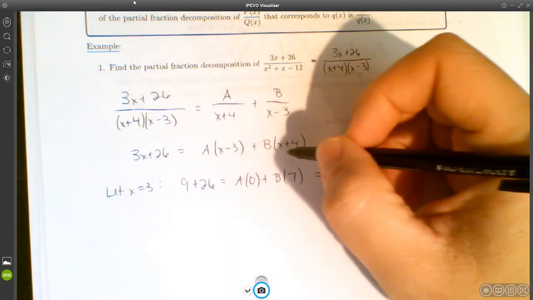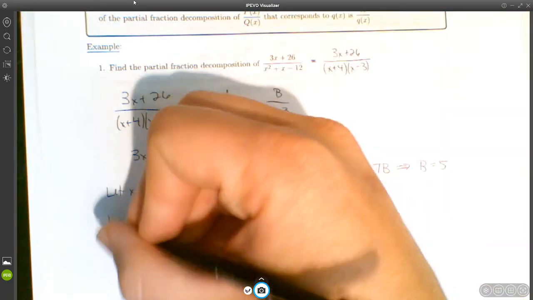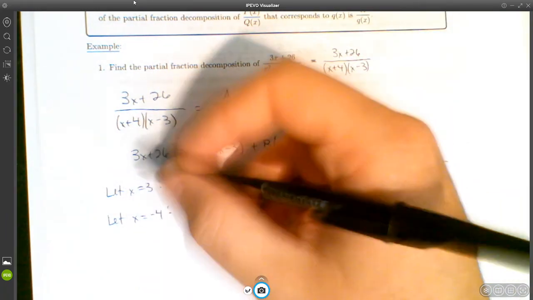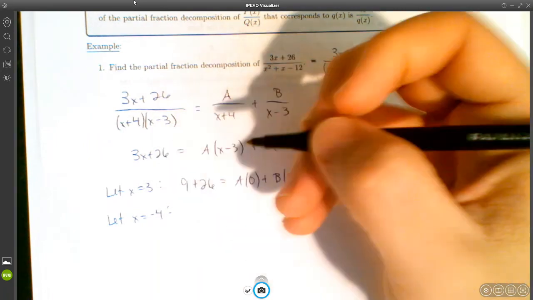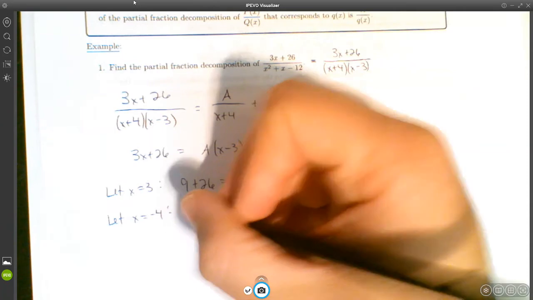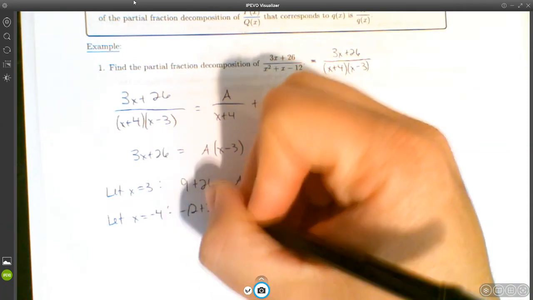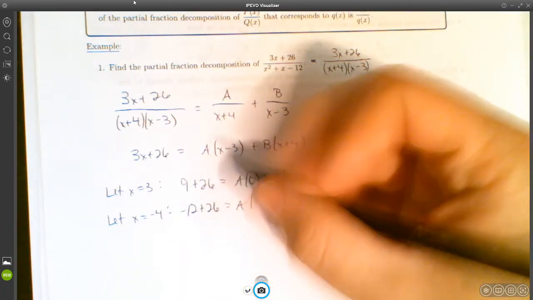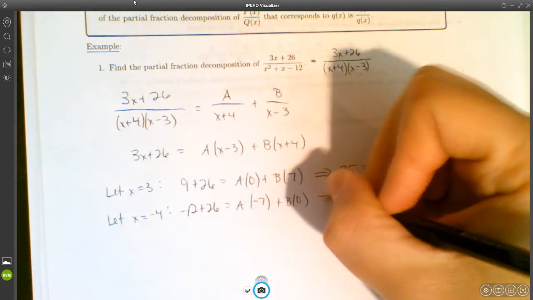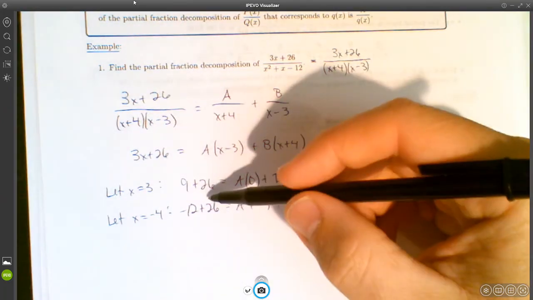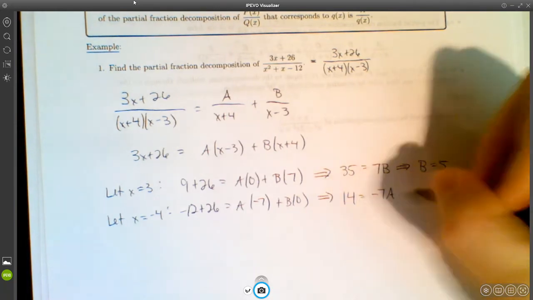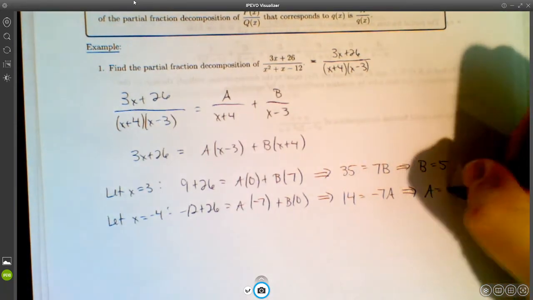Okay, now if I want to cancel off b, I would plug in negative 4 for x. So let x equal negative 4. 3 times negative 4 is negative 12. Negative 12 plus 26 would be 14. Oh, maybe I'll just write it like this. Negative 12 plus 26 equals a times negative 7 plus b times 0. And that implies that 14 equals negative 7a, which implies that a is negative 2.